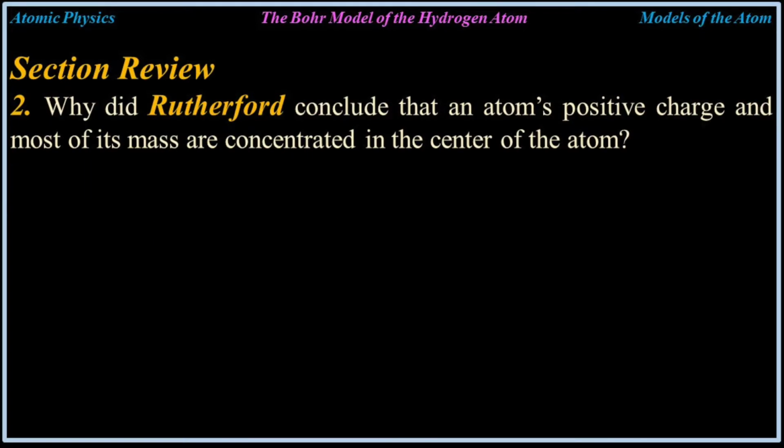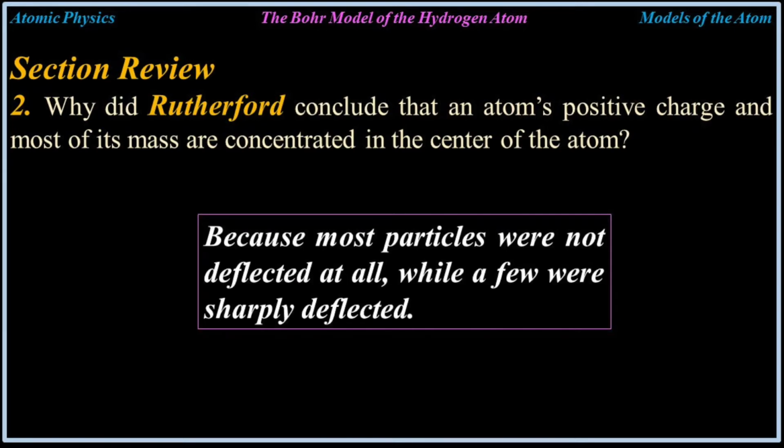Why did Rutherford conclude that an atom's positive charge and most of its mass are concentrated in the center of the atom? Because the alpha particles literally bounce back, and taking momentum into account, that was like a 15-inch shell being shot at something in tissue paper and bouncing back, because most particles were not deflected at all, while a few were sharply deflected. Sharply is putting it mildly. But it did prove that it's mostly empty space and that there is an incredible concentration of nuclear material at the center of the atom.